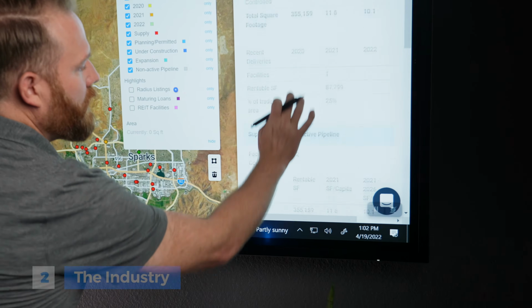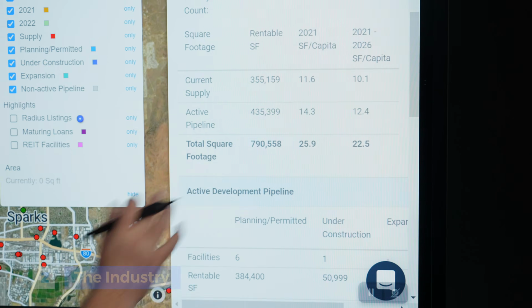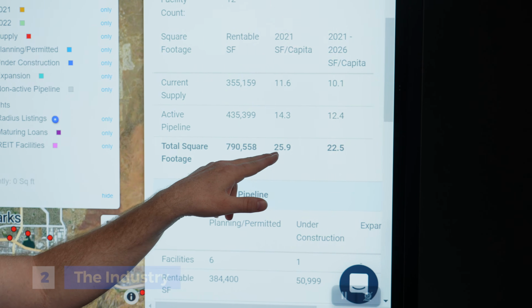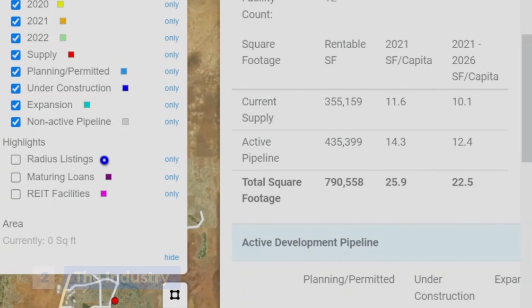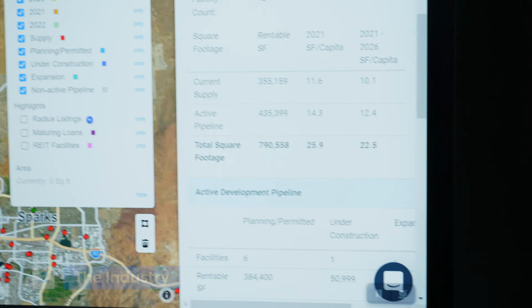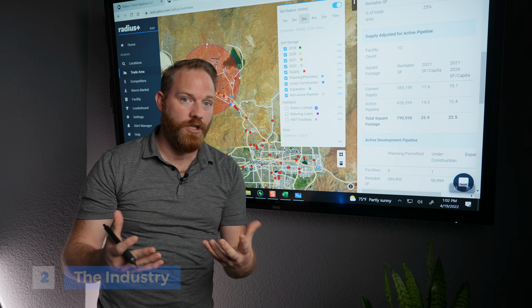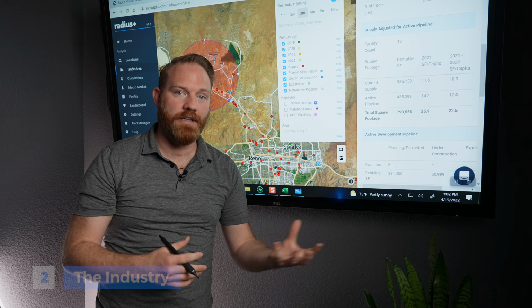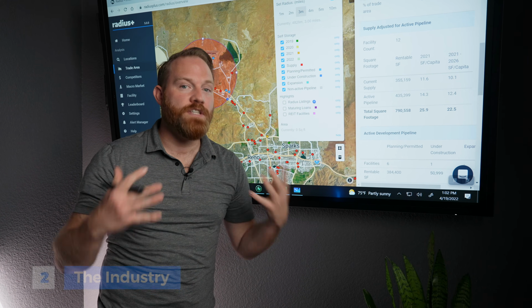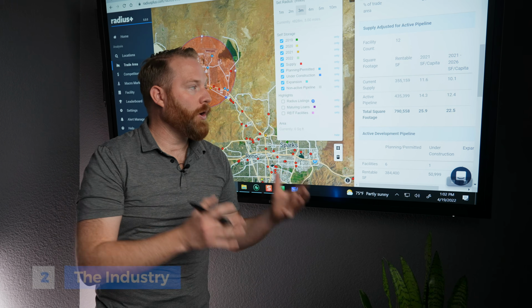And when we come down and look at the impact, these new storage facilities take it from 11 square feet to 25.9 square feet per capita. So that's square footage of rentable storage to how many people are living there. We over doubled the amount of storage per person.